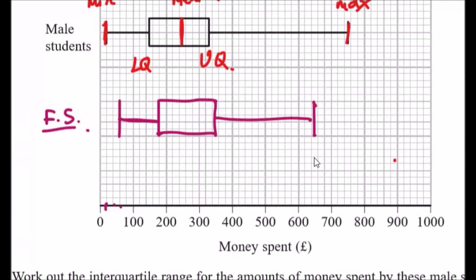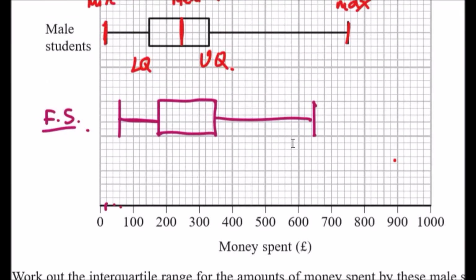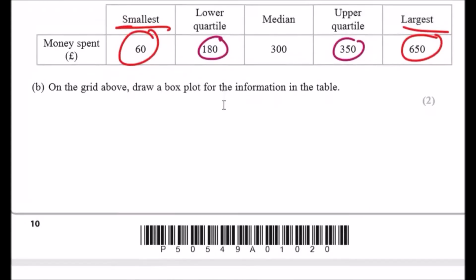Now lastly, we need the median value. So the median here is 300. So it's more skewed to the right. That's it. We're done.